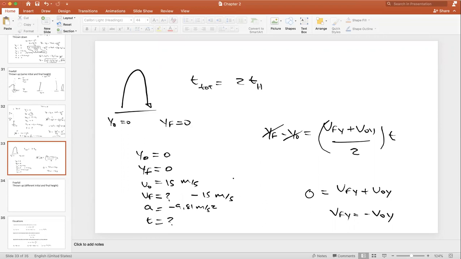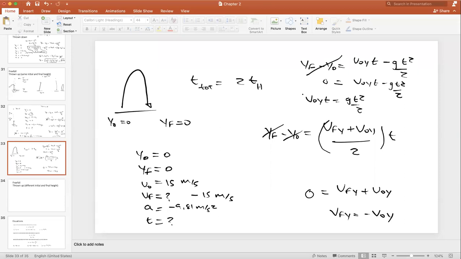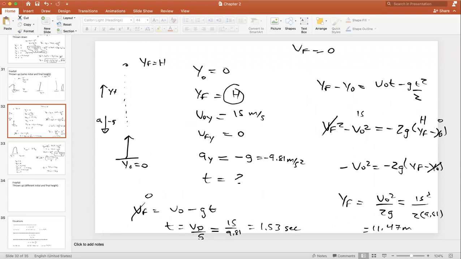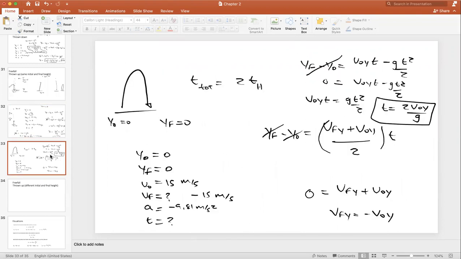Secondly, for the time, if y final minus y initial is equal to v initial y times t minus gt squared over 2, again, these are 0, so I get v naught y t minus gt squared over 2. Then I get v naught y t is equal to gt squared over 2. Divide through by t, multiply through by 2 over g, and you get that t is 2 v naught y over g. Look at this. What did we find for the time to max height? We found the time to max height was v naught y over g. So the total time to go up and come back down is double that, okay?